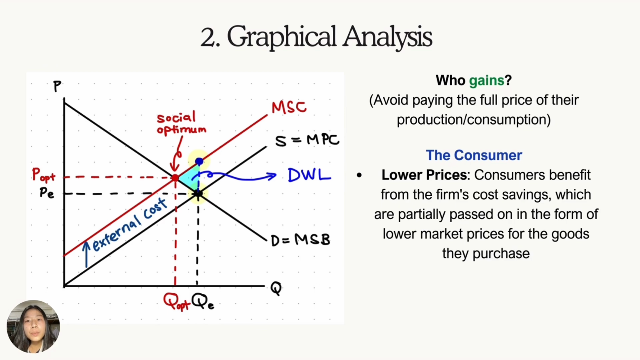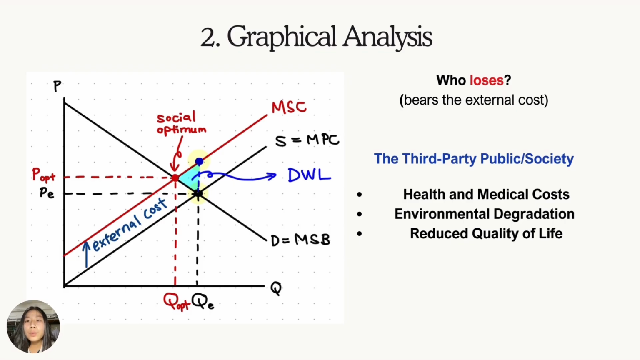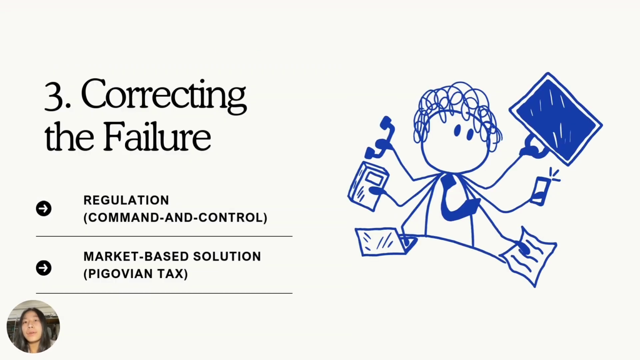The consumer also gains because they pay a lower price. The consumer benefits from the firm's cost savings, which are partially passed on in the form of lower market prices for the goods they purchase. So they also benefit from the firm's cheaper price. So who loses? Who bears the external cost? It's the third-party public, the society, because they bear the health and medical costs, the environmental degradation, and the reduced quality of life.